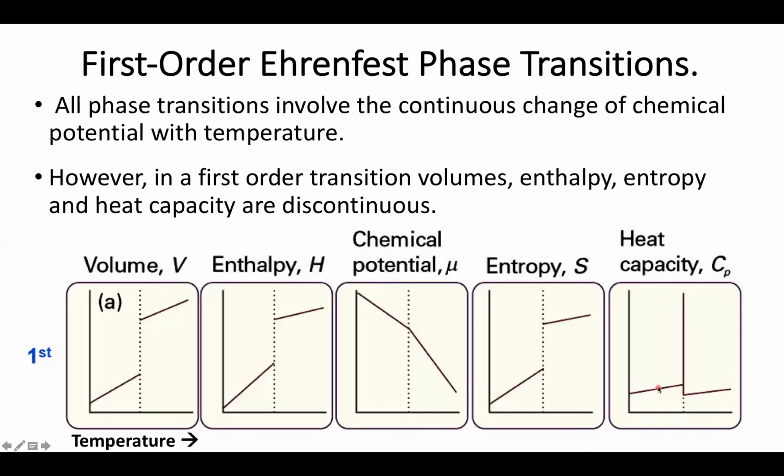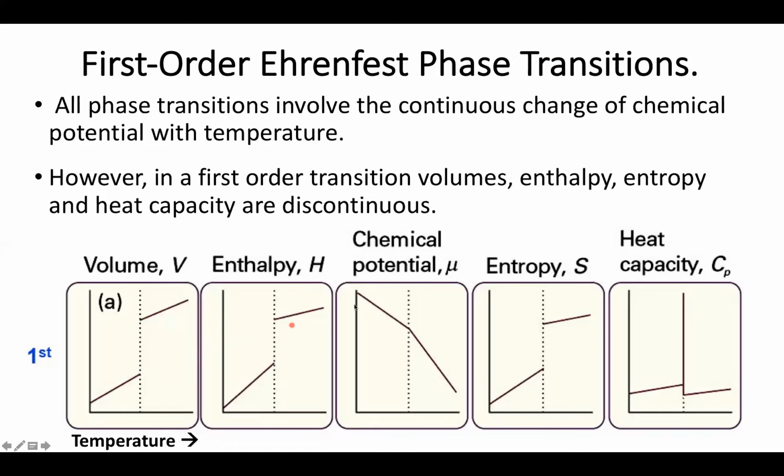So most of the phase transitions that we're familiar with are going to be these first order Ehrenfest transitions. And this is largely due to some sort of change in the chemical structure involving a change in bonds, thus leading to our discontinuous jumps in volume and enthalpy.